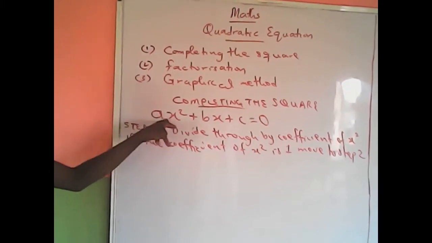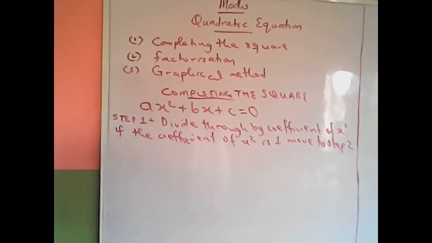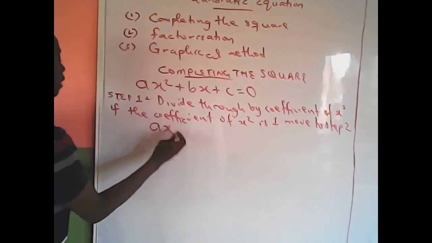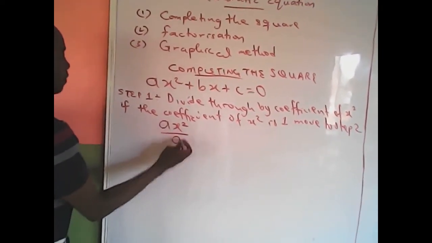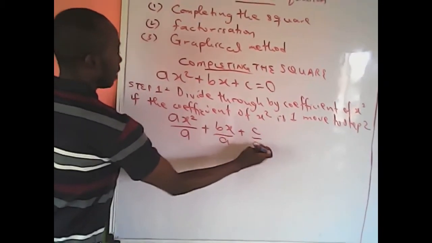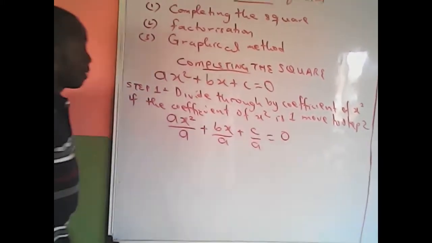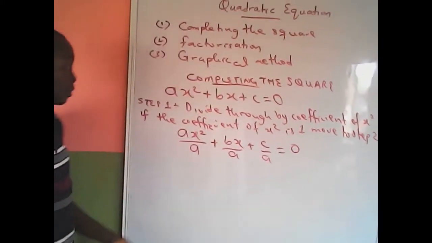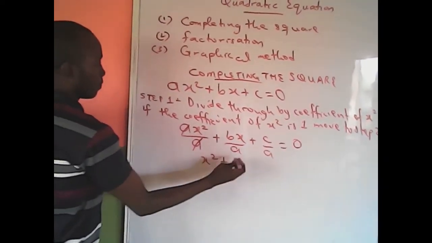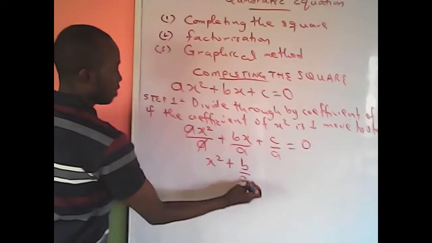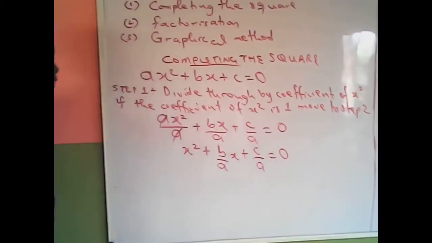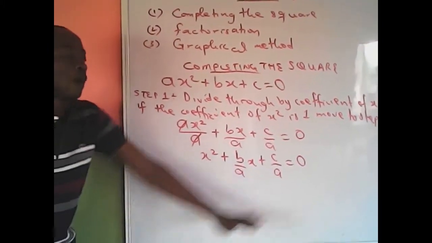But when the coefficient of x squared is not 1, we have to do what the step tells us to do. That means we divide through by a. That is x squared divided by a plus bx divided by a plus c divided by a equals 0. Look at this, we are going to have x squared plus b over a x plus c over a equals 0. Now we have fulfilled step 1.